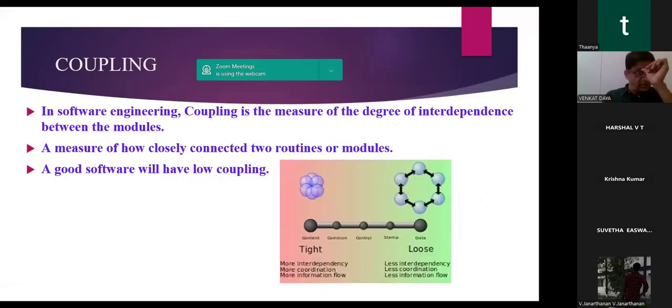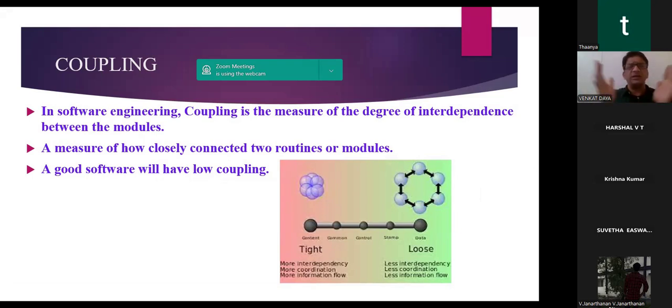So what is coupling? We've been talking about software design. In the design concept, this is one of the very core concepts. Coupling is the measure of the degree of interdependence between the modules. There are a lot of modules, for example, payment module, booking module, and messaging module.